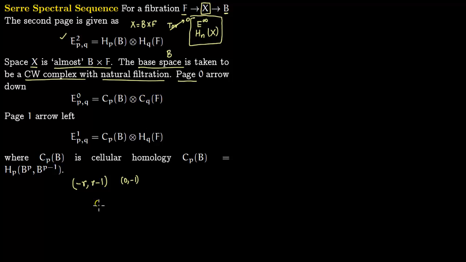You have something like this, C_P tensor C_Q in the column, and then the arrow goes to C_P tensor C_(Q minus 1), and so on. So the column is the same. This Q is changing, the row is changing. So you can take homology with respect to this, and you can come to page 1. You get H_Q of F tensor with C_P of B. Now on page 1, you plug in here, you get minus 1, 0. So you're going 1 towards the left. So the arrow goes 1 left.